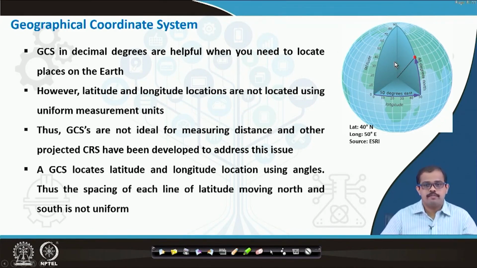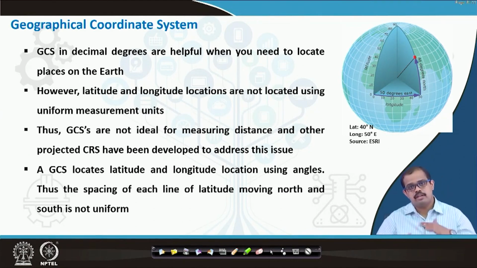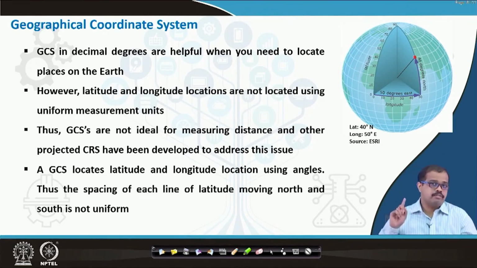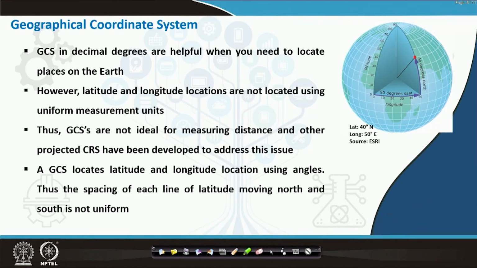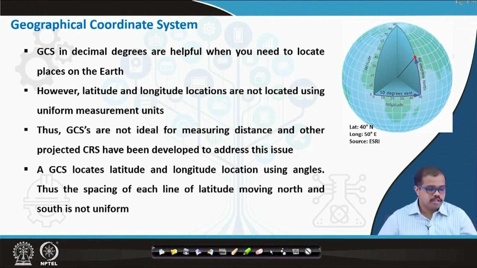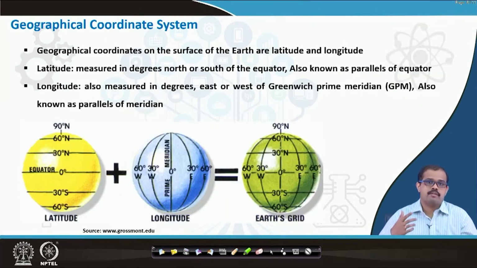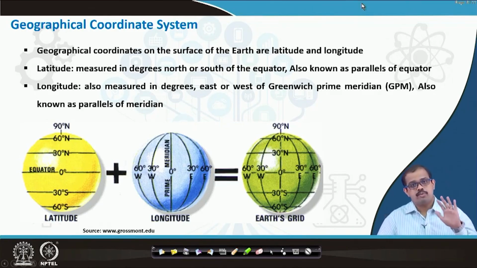So when you look at a GCS coordinate system, the lines that are moving to the north or the south are not very uniform, and you can never measure anything as a distance measure in a GCS system, whereas in your projected coordinate system it's much easier to understand. When you look at geographical coordinates on the Earth's surface, mainly you would have seen it in the form of a latitude and a longitude.